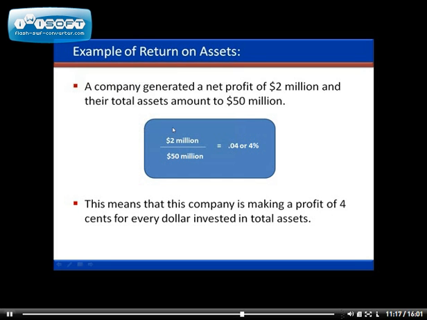So a company generated a net profit of $2 million and their total assets amount to $50 million. So in this particular case, the $2 million, we would put that over the $50 million that they have in assets, and we come up with 4 cents or 4%. And this essentially means that the company is making a profit of 4 cents for every dollar invested in total assets.